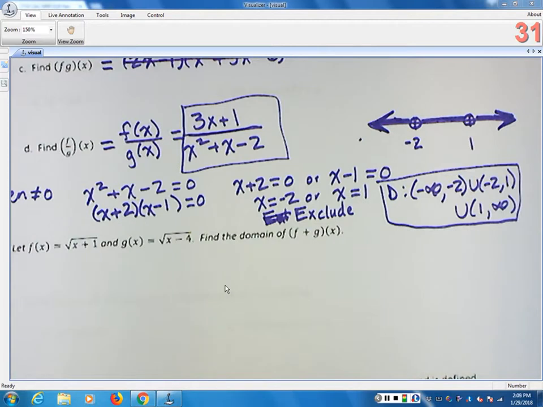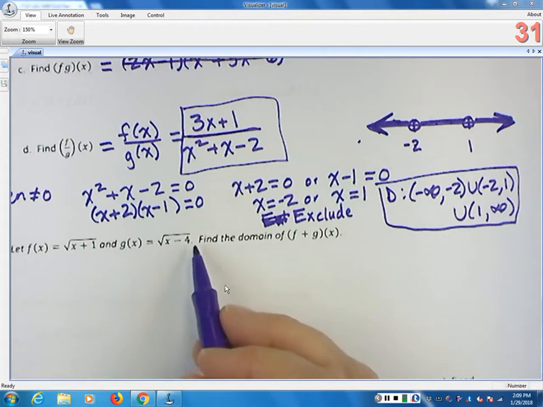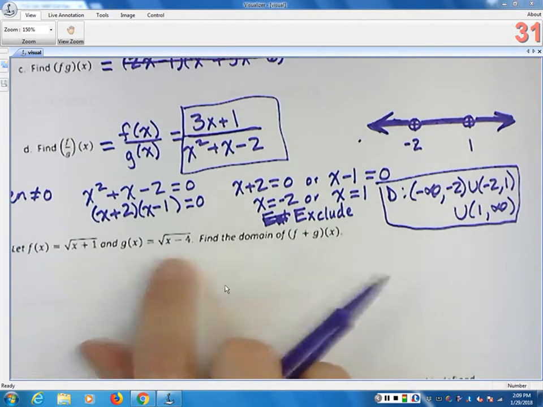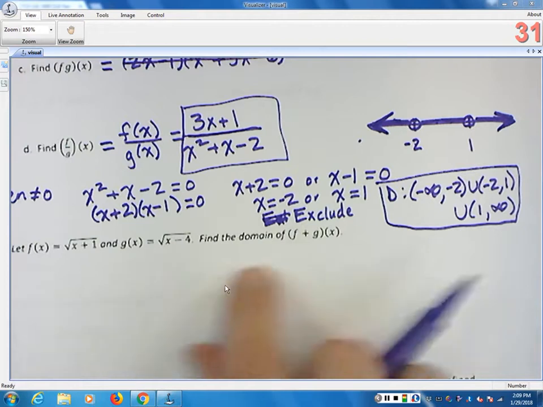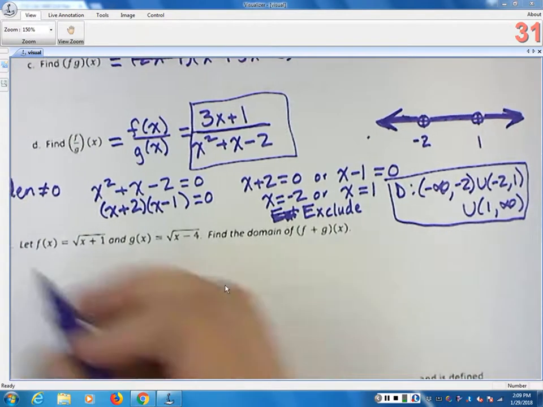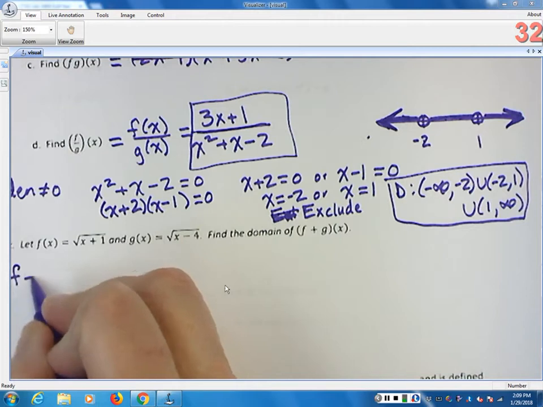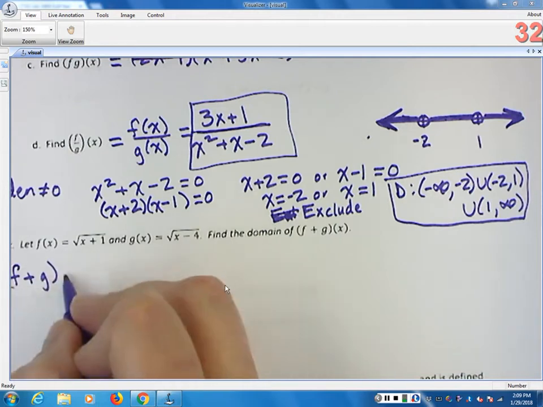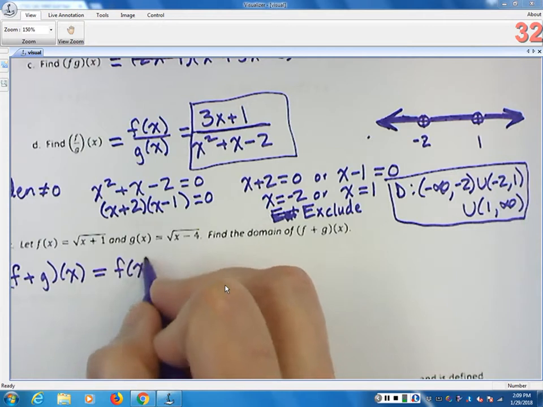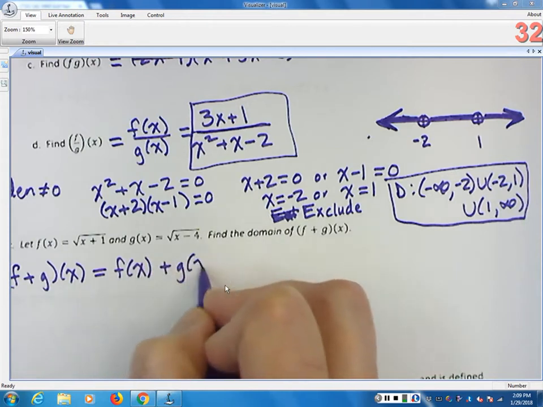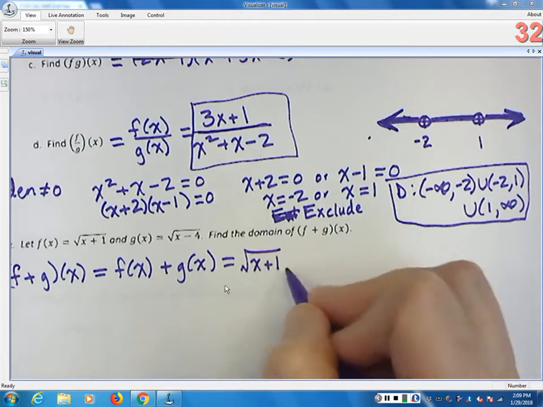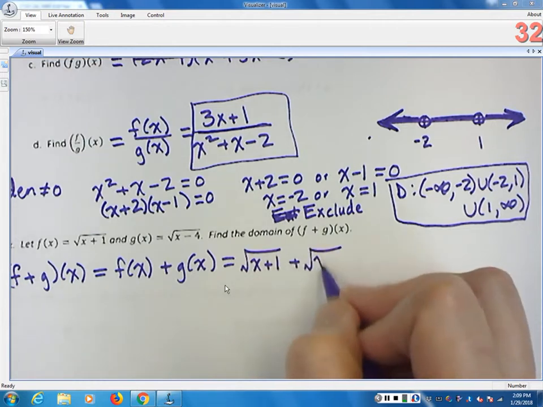All right, so here's our functions. And now we're taking square roots, so we will be restricting the domain. But let's find f plus g of x, and then find its domain. F plus g of x equals f of x plus g of x, and that just equals the square root of x plus 1 plus the square root of x minus 4.